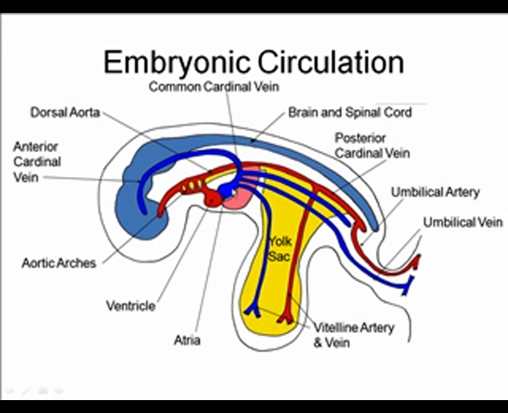So now we have our heart tube. We have an atria, a ventricle, an outflow region, and the outflow will go to what are called the aortic arches, and we have an inflow region, and that will receive blood from cardinal veins, from umbilical veins right here, and from vitelline veins.